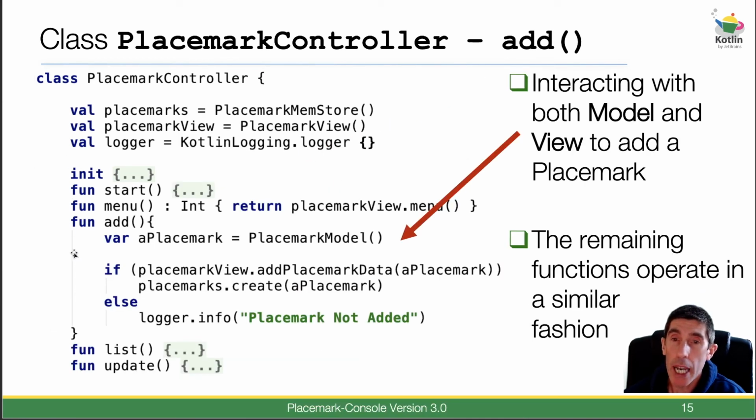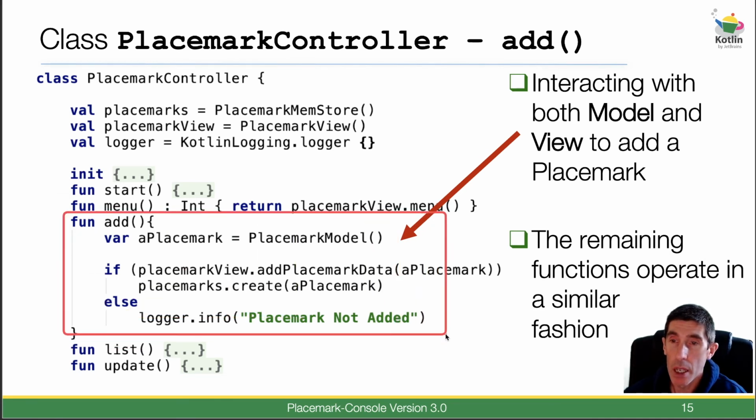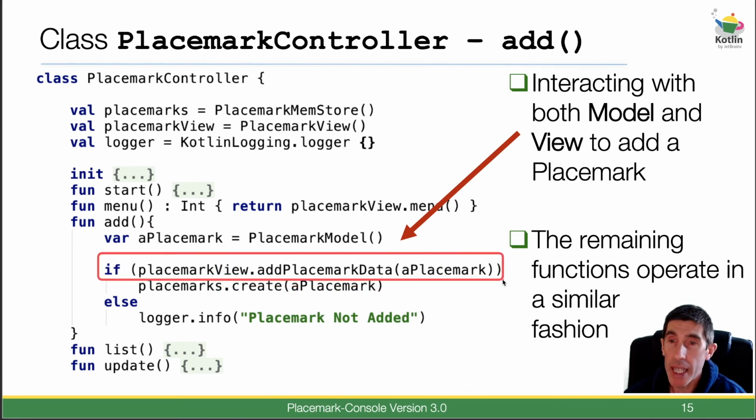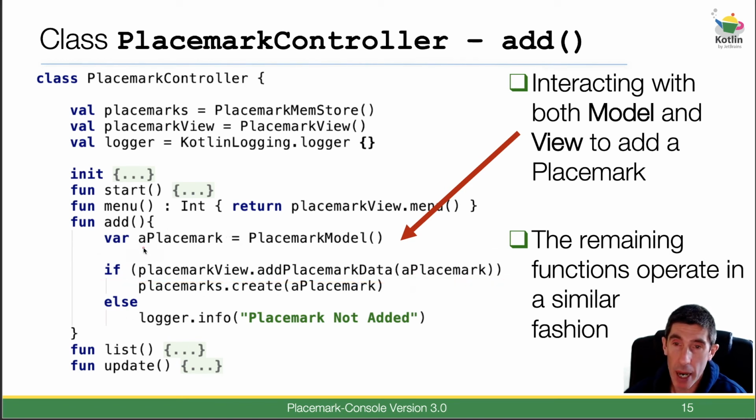So looking at that add function inside our controller, here's our add. It's quite concise. We declare a placemark model so we can store the data in it. Then, using our placemark view, we call a method add placemark data, which takes a placemark as a parameter. So we trigger add placemark data and pass in a placemark to that function.